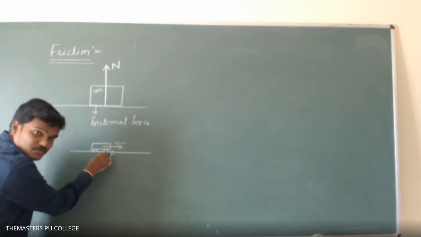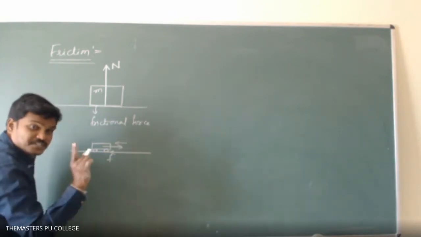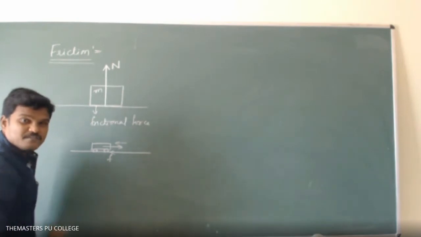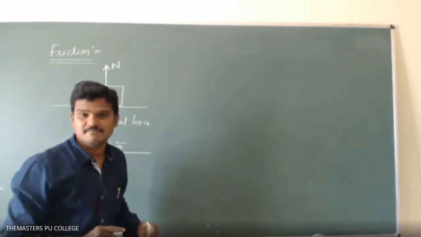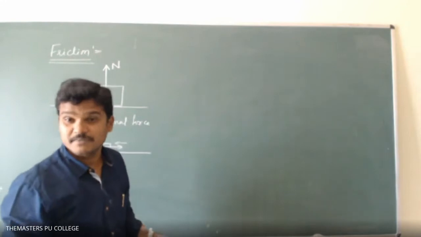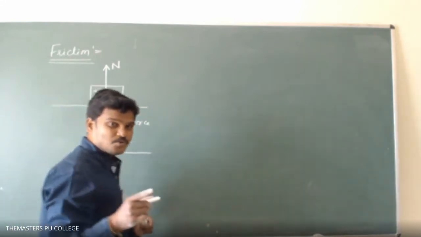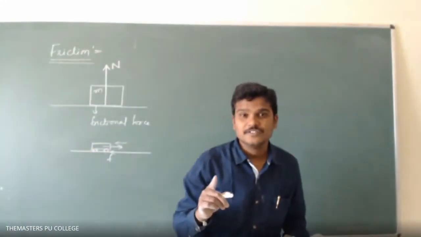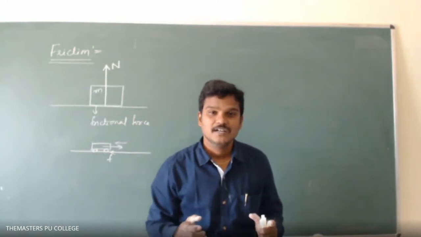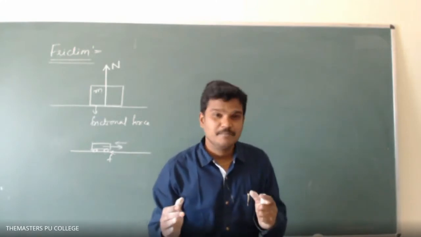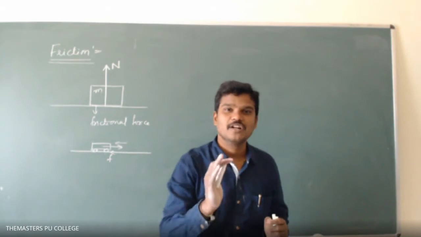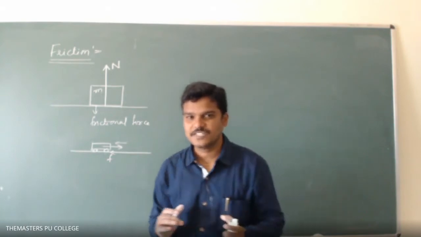Which acts in between the two surfaces? We can call it what? Frictional force, or the phenomenon we can call friction. So what is the exact meaning of friction? Friction is the force which always opposes the relative motion in between two surfaces which are in contact. So what is friction?